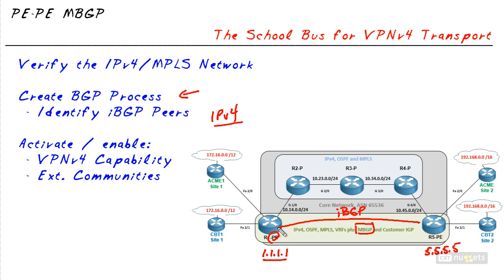That's those routes that we've learned from a customer that we've taken out of the VRF and put into BGP with the additional information such as the VPN label and some additional tagging information to associate that route with Acme Site 1. So to do that, the next thing we're going to do is activate VPNv4 capability between R1 and R5.